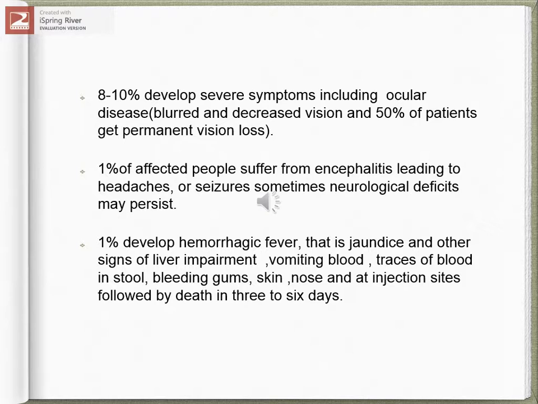1% develop hemorrhagic fever, that is jaundice and other signs of liver impairment. They vomit blood, they have traces of blood in stool, they have bleeding gums, the skin bleeds, nose bleeds, and the sites of injections also bleed, followed by death in 3 to 6 days.